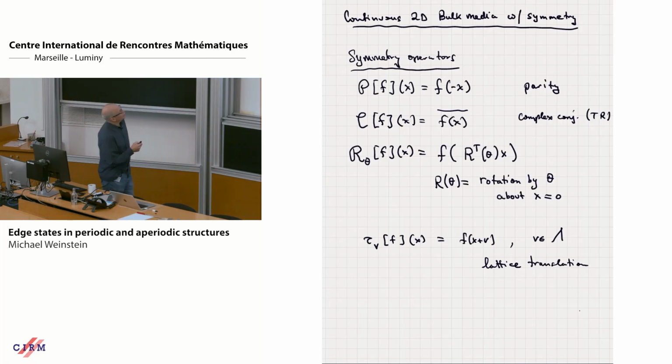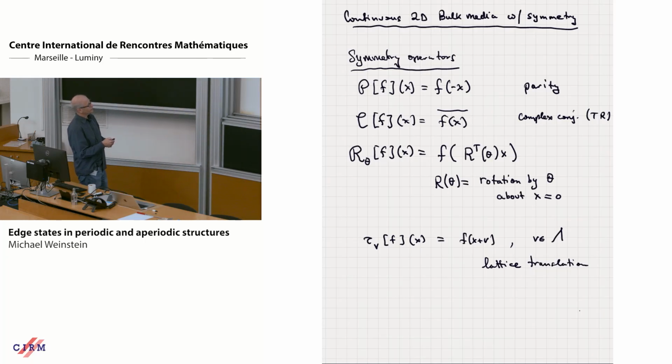All right. So now I want to get a little bit more specialized. I want to look at interesting crystalline media. We'll be looking at two-dimensional bulk media with symmetry. So first, some symmetry operations. Parity inversion, P, complex conjugation. In the context of the Schrödinger equation, complex conjugation is often called time reversal symmetry. However, for Maxwell, it's not, it's a different notion, is time reversal. And then we have a rotation operator.